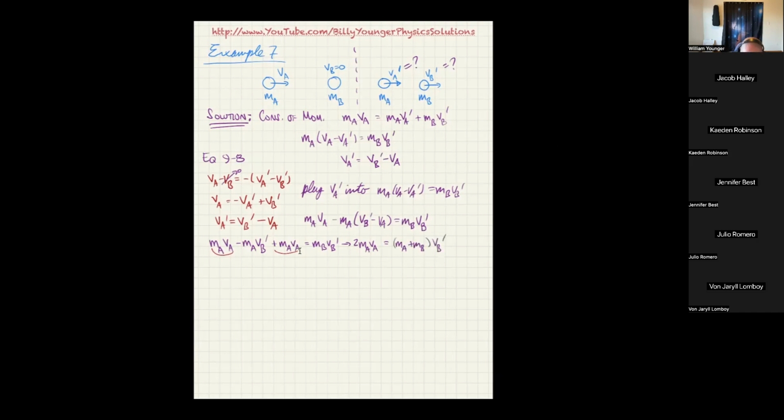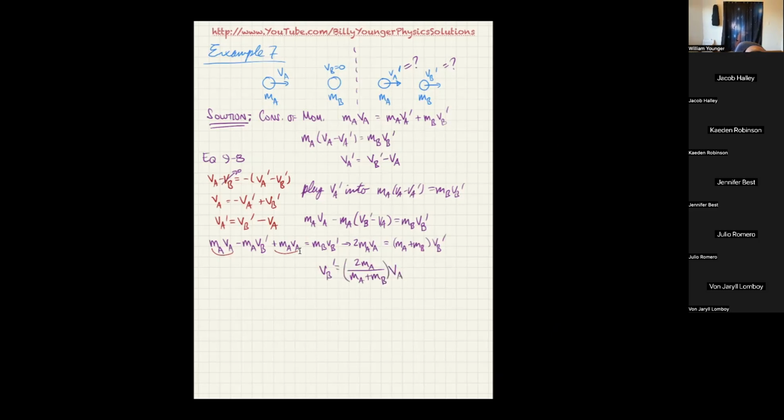In other words, I went ahead and skipped the step of factoring out the common VB prime. And now from that, I can get that VB prime is actually going to equal 2MA over MA plus MB, all of that times VA.